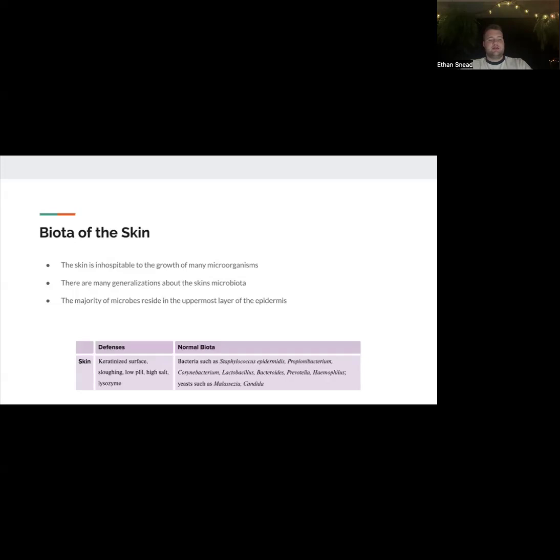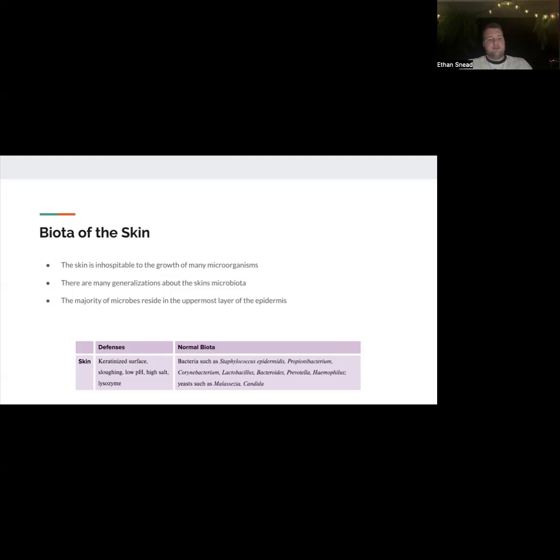Next, we're going to discuss the biota of our skin. The skin is inhospitable to the growth of many types of microorganisms, and the vast dry and salty surfaces, many of which are coated in toxic antimicrobial liquids, were once thought to be sparsely covered in biota.